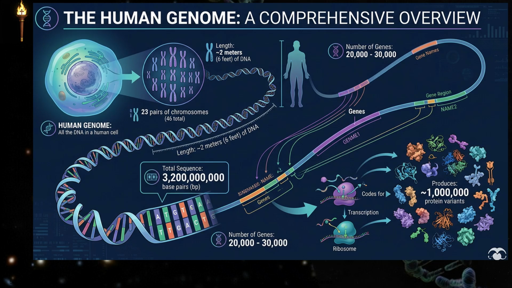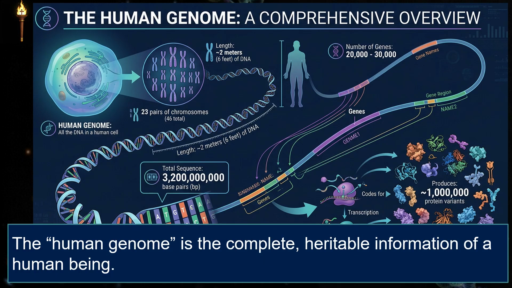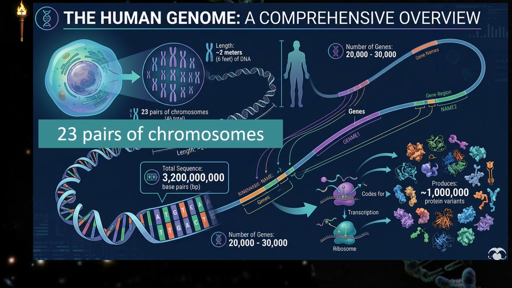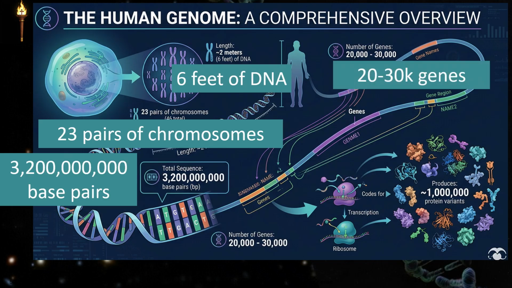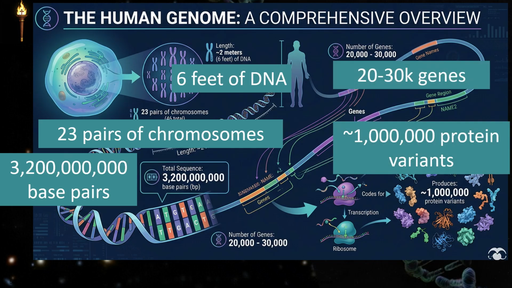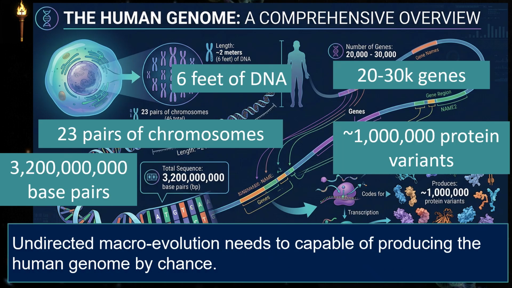What are we going to model? Well, the human genome. The human genome is the complete heritable information of a human being. There's quite a lot there. You have 23 chromosomes, about 3 billion base pairs. It's 6 feet long, 20 to 30,000 genes that produce a million protein variants. And what we need to show is that undirected macroevolution is capable of producing the human genome by chance.